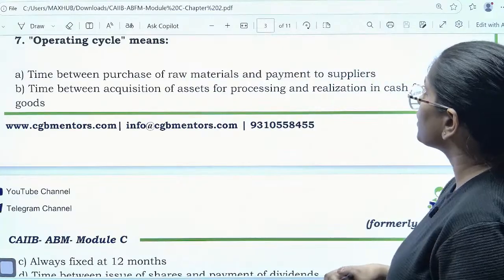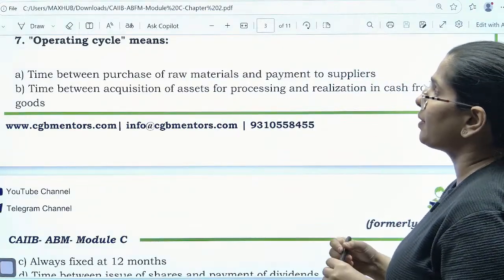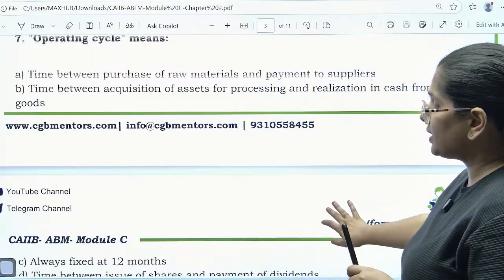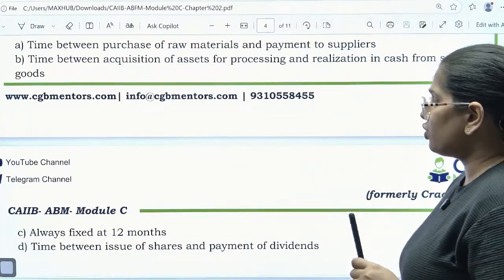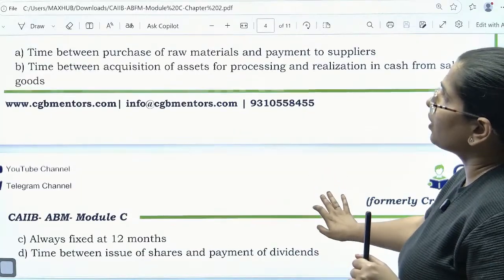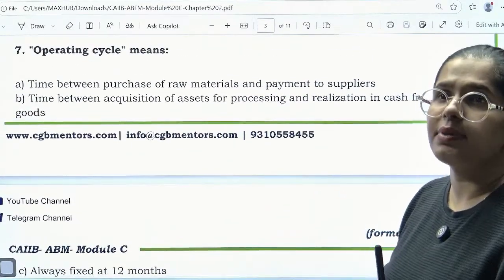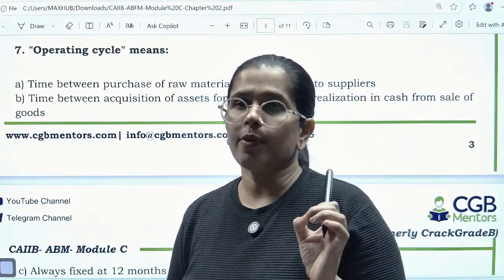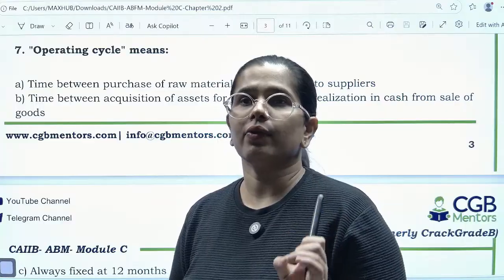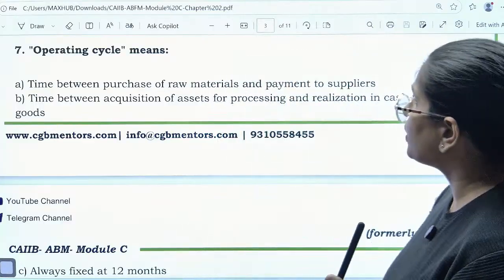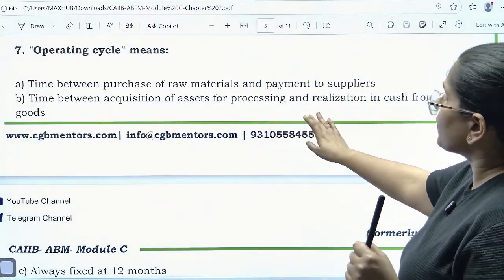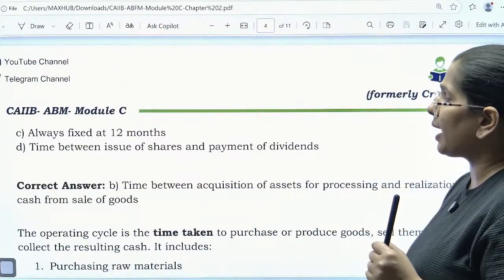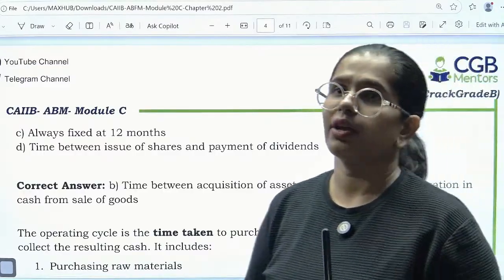Time between purchase of raw material and payments to suppliers, time between acquisition of assets for processing and realization in cash from sale of goods, always fixed at 12 months, or time between issue of shares or payment of dividends. Whenever we are talking about the operating cycle, we always mean the core business activity of the entity. Okay, what is the core business activity? The correct meaning over here would be time between acquisition of assets for processing and realization in cash from the sale of goods.